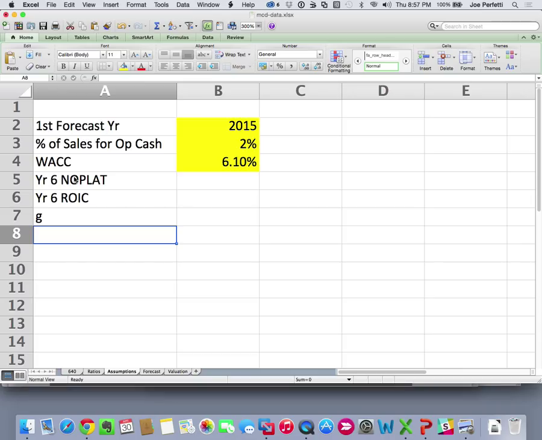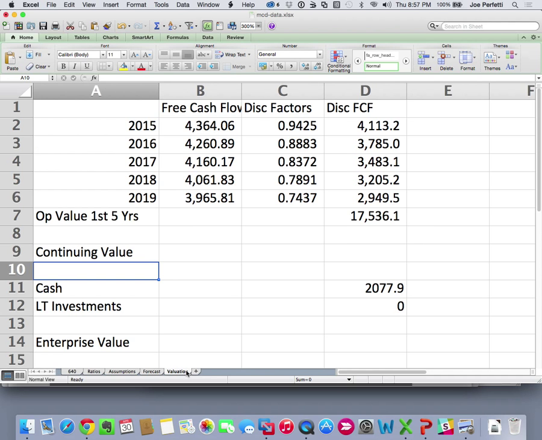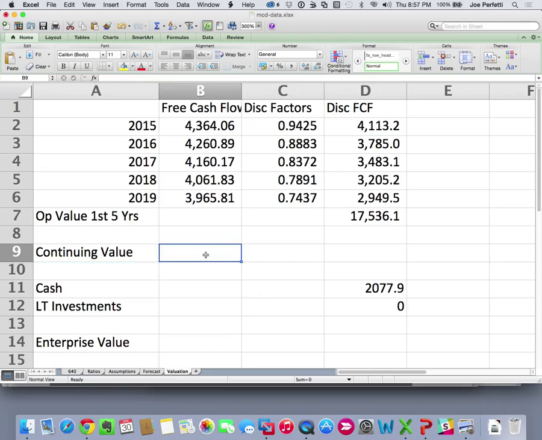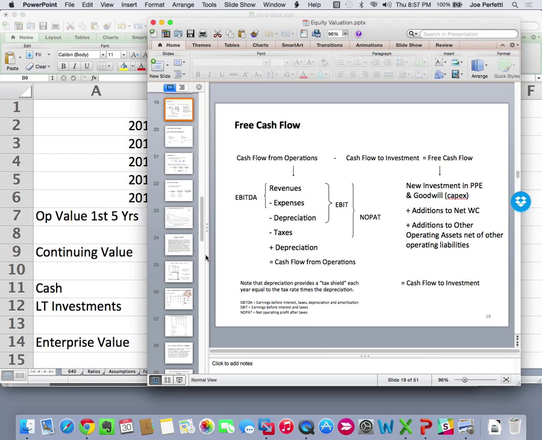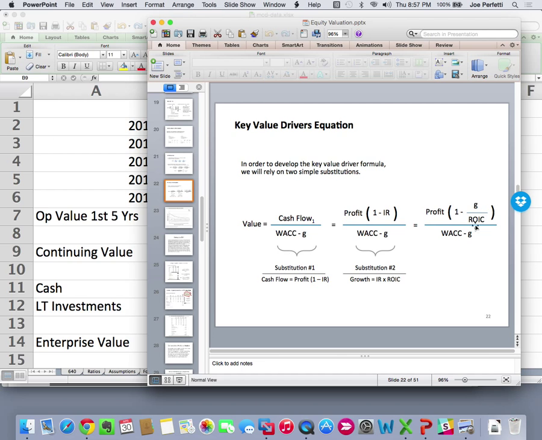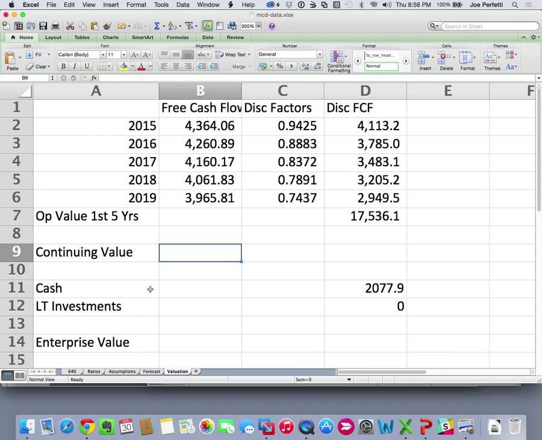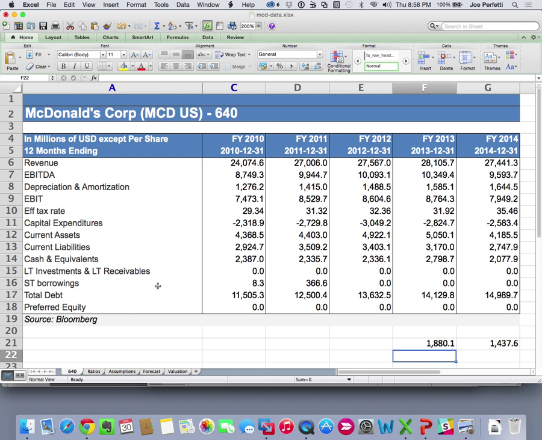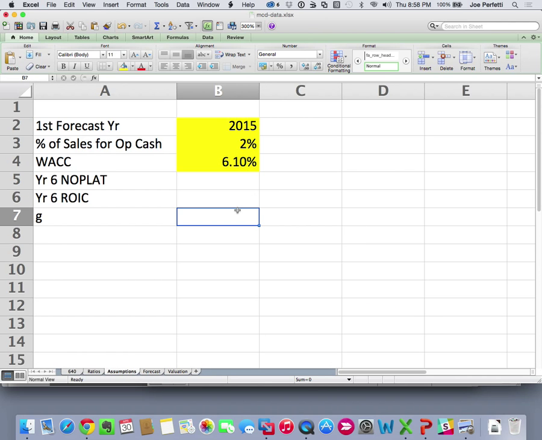Okay, so here's the thing. If I look at McDonald's for the continuing value formula, if I go back to our lecture notes, what I really want to do is use the same formula we used last week, the key value driver formula, the growing perpetuity formula. That's why I put those 4 numbers on there. Now, as a starting point, we're going to assume that the G is 3%. We can change that. Here's why.